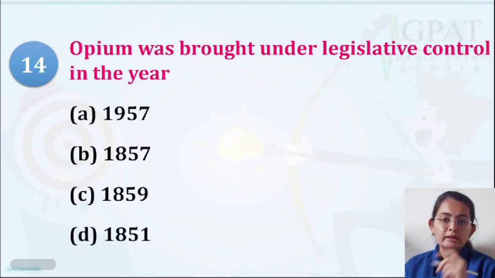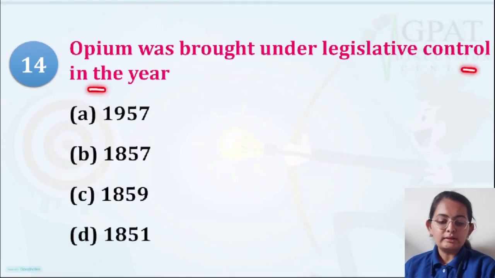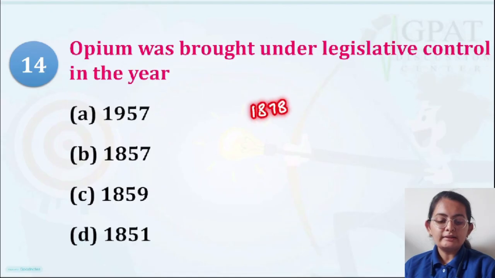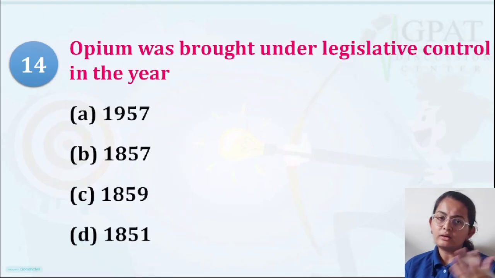Question number 14, the question which I was talking about earlier. Opium was brought under legislative control in which particular year? 1957, 1857, 1859 and 1851. Now here you see, earlier 1878 was there in the options, that's why we ticked that particular option, but now here there is no 1878. That means this is the wrong option? No, this is not the wrong option. Here there is one year which is present, 1857. Yes, this becomes the correct answer because in 1857 also there was an Opium Act.